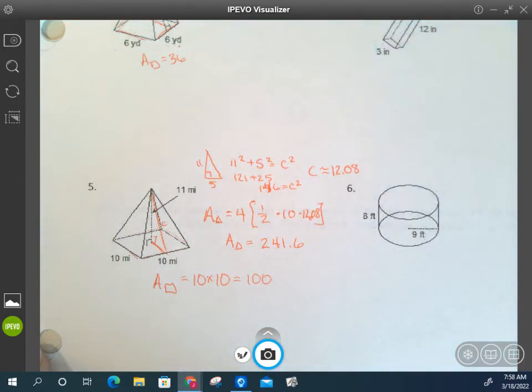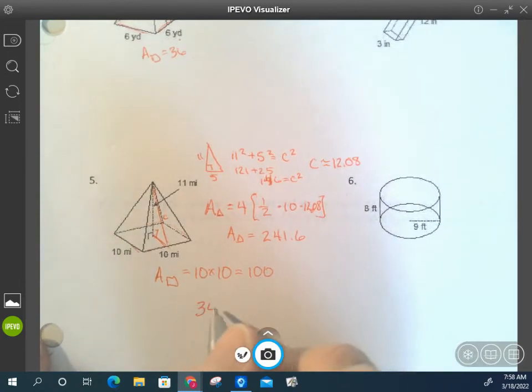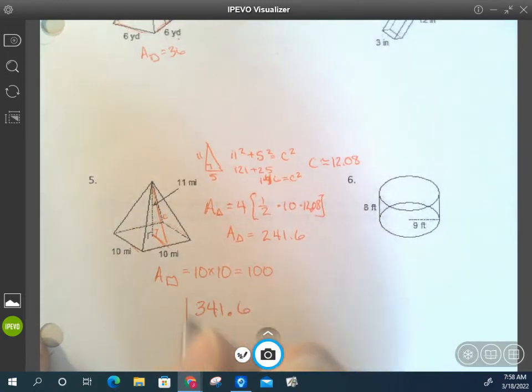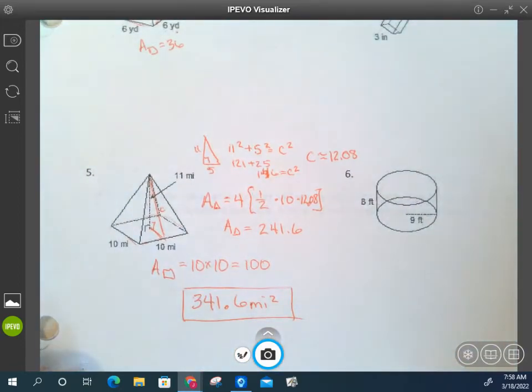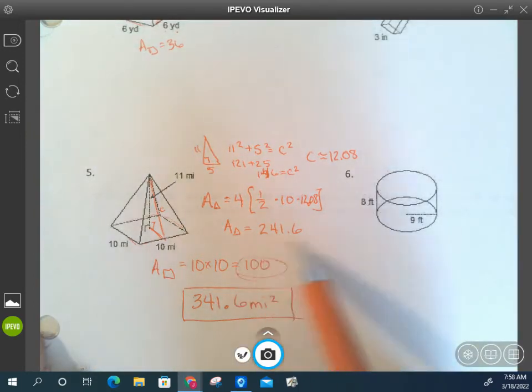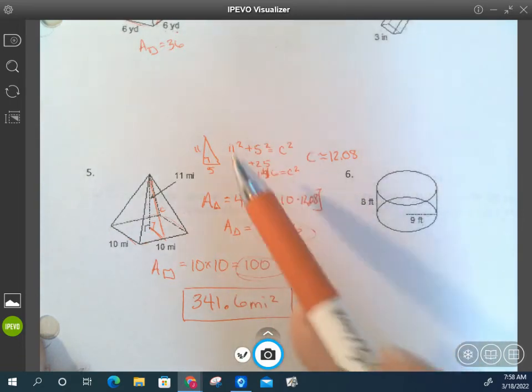Okay, now I want to do it again. What if I just put in 12? I wonder how much of a difference that makes. If I put in 12, I get 240. If I put in 12.1, I get 242. So between 241 and 242 are good answers there. Now, add these together. What do I get for my total surface area? 341.6 what? It's a big pyramid, miles squared. Okay, guys, you can't forget and get caught up and just walk away once you did this work. You have to come back. So area of a square, area of a triangle, but we had to find the piece of the triangle.